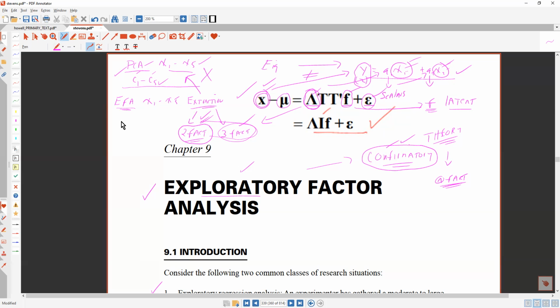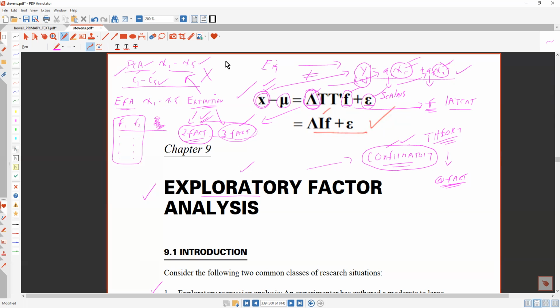Because if I extract 3, if I tell SPSS or R, give me 3 factors, but then I decide that I'm going to keep these 2, that's different than if I never extracted this in the first place and I only extracted the first 2.